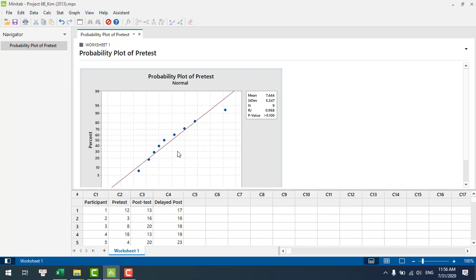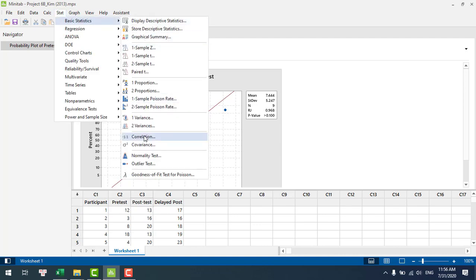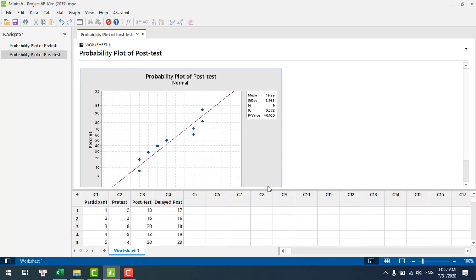Let's do the same for the post-test. So for the post-test, we're going to go again to Stat, Basic Statistics, and Normality Test. And now we're going to do it for the post-test. So we run for the post-test, Ryan-Joiner again. And now we see that we also got higher than 0.05, again showing that this is going to be normally distributed. So the 2 variables pass the normality test.